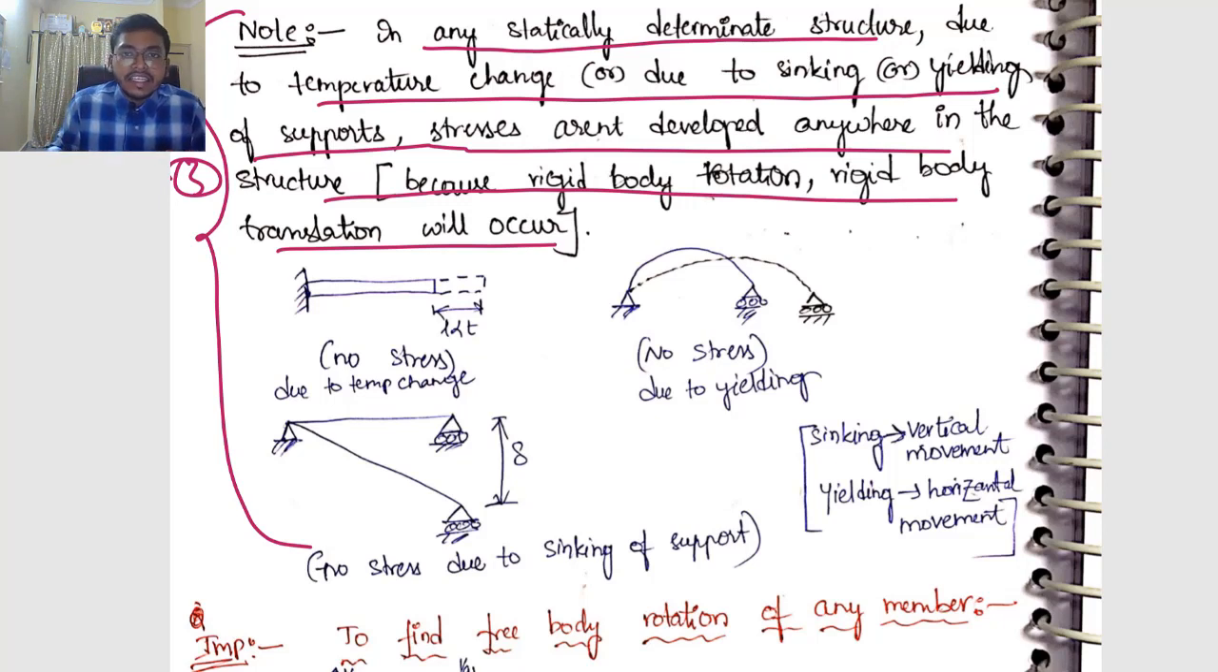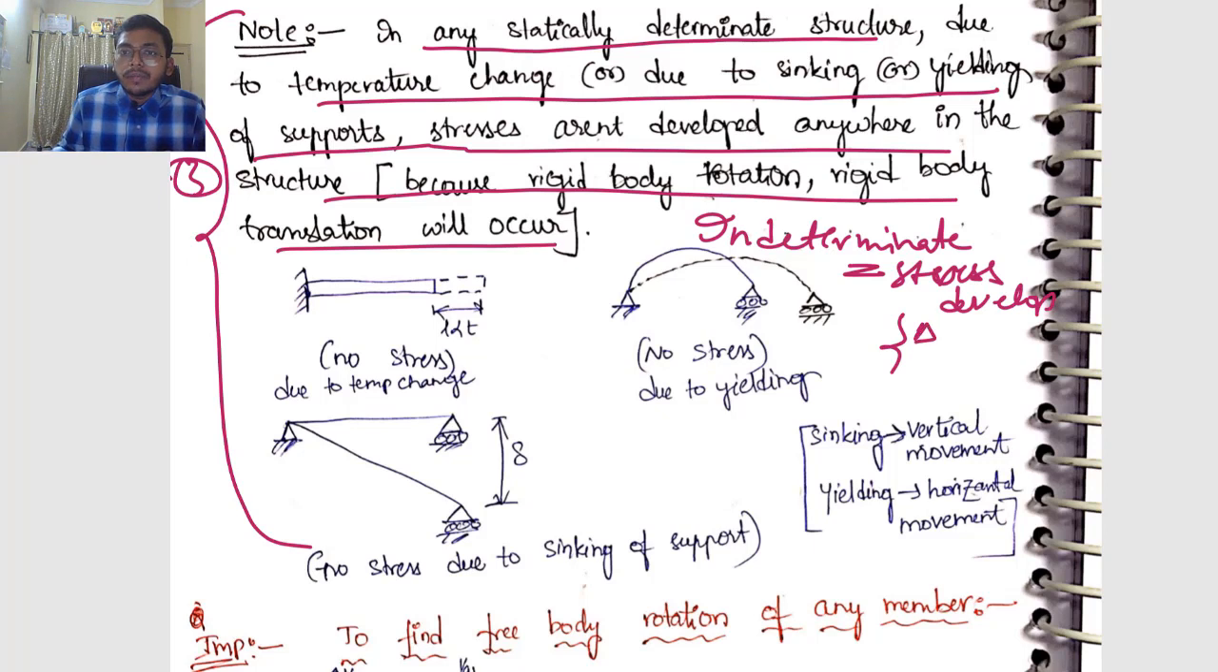If it is an indeterminate structure, 100% there will be stresses developed, because of temperature change, or because of sinking, or because of yielding. But if it is a determinate structure, then these three will be absent. Stresses due to temperature rise, sinking and yielding will be absent.